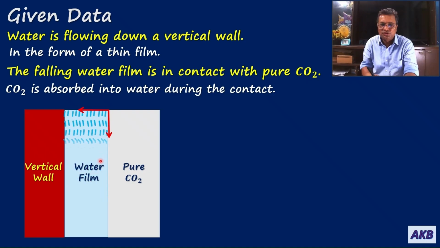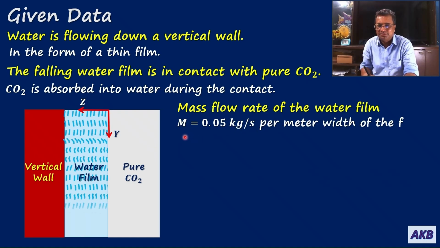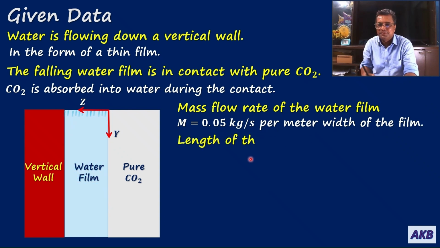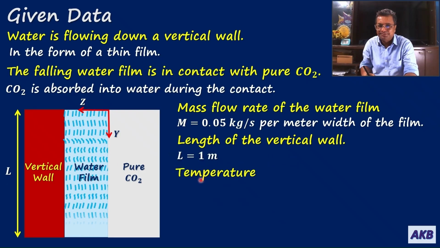The direction in which water is falling down is the y direction, and the direction in which CO2 diffuses through the water film is the z direction. So the mass flow rate of the water film is given to us. It is m equal to 0.05 kg per second per meter width of the film. Length of the vertical wall is given to us. The length we will denote by L. So L is 1 meter.